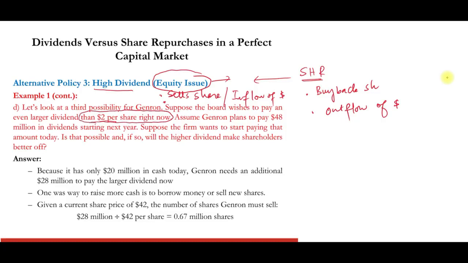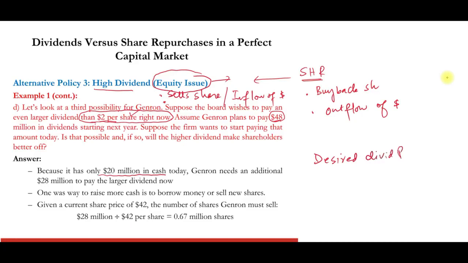And for that, assume the company plans to pay how much? $48 million in dividend starting next year, okay? If the company wants to pay a lower dividend, it will pay $2 per share, but the company wants to pay $48 million as a dividend next year. Suppose the firm wants to start paying that amount today. Is that possible? And if so, will the higher dividend make shareholders better off? Let's see that, okay? At first it will look difficult, but when we explain, it will be very easy, no problem.